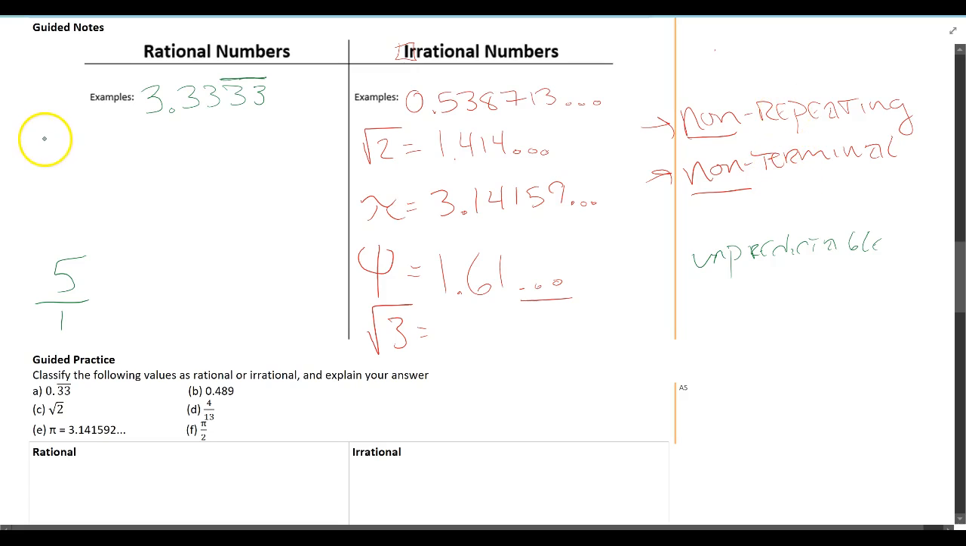Another one that ends. Let's say 7. Hooray. That is terminal. It ends at 7. Again, that can be written as a ratio of 7 over 1. This can be written as a ratio of 3 and 1/3 because 333, that is that.